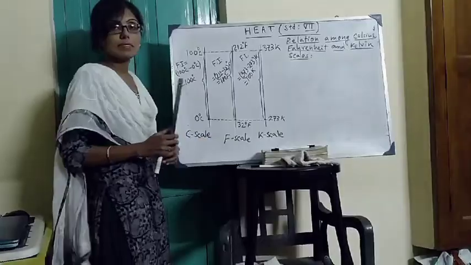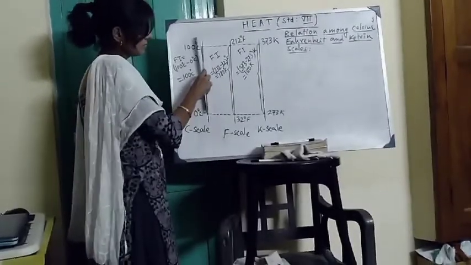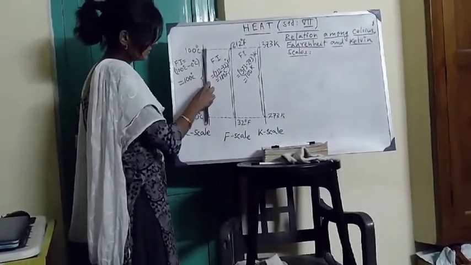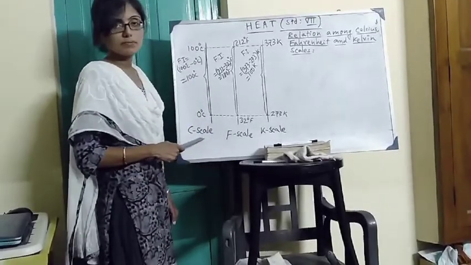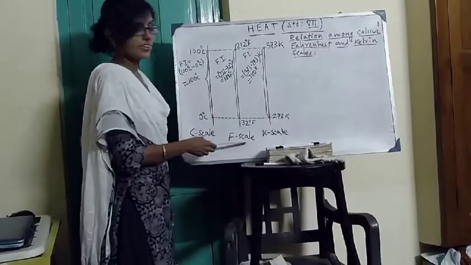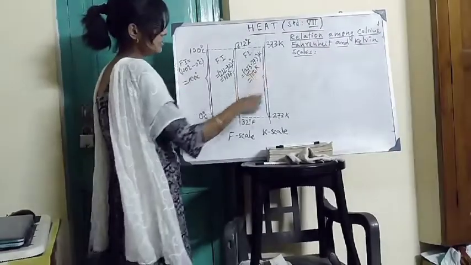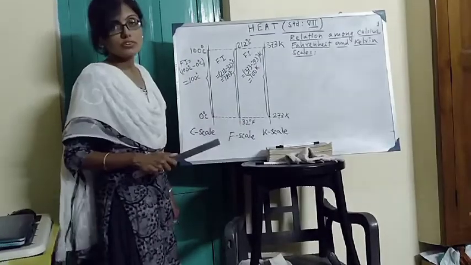and Kelvin scale. Suppose the first vertical line represents Celsius scale. The second vertical line represents Fahrenheit scale and the third one represents Kelvin scale. Clear? What is lower fixed point?